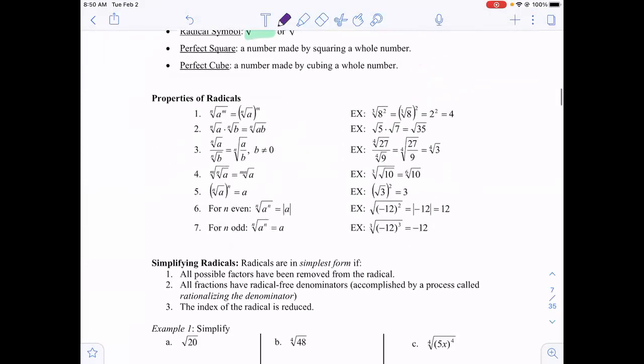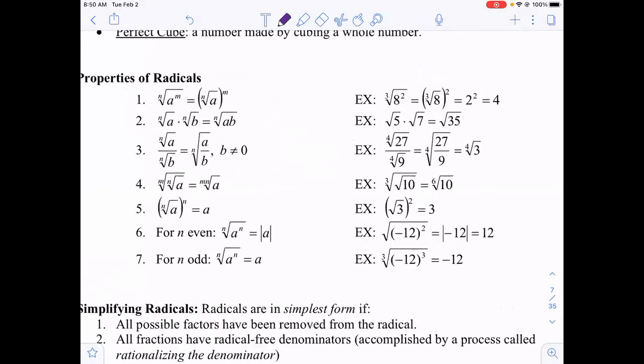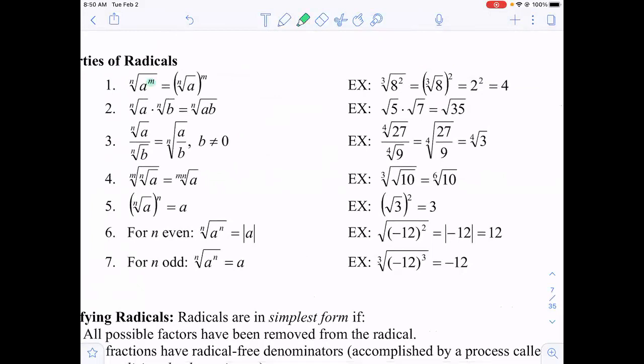All right, here's a whole bunch of properties. They're very similar to the properties of exponents, but with radicals. So let's take a look at them. The first property is if I have the nth root of a to the m. Notice how in the first part, the m is under the radical. In the second part, the m is outside the radical. So it just says it doesn't matter what you do first. I could raise it to the m power first and then take the root, or I could take the root first and then raise it to the exponent.